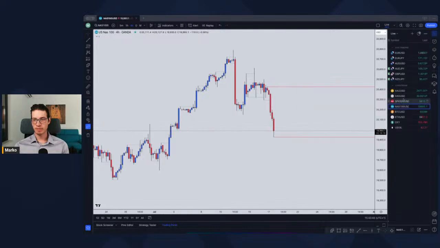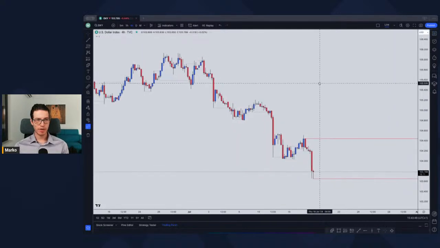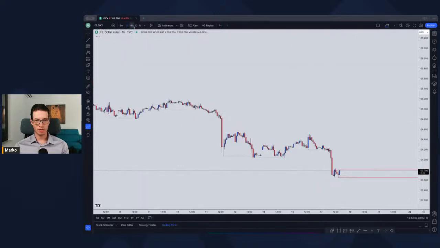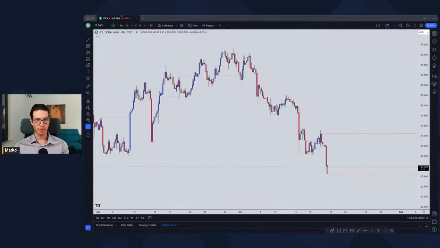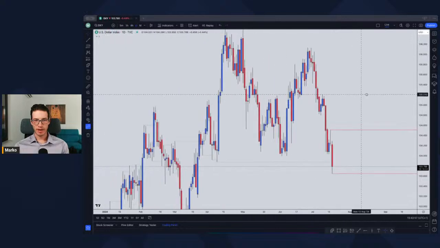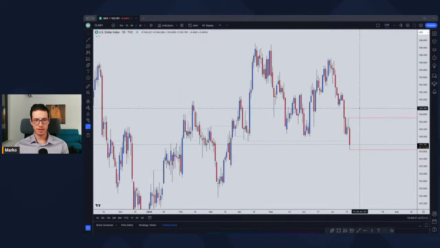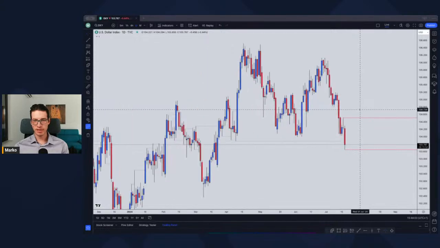So the S&P looks better. S&P looks much better. DXY dollar index, 1 hour is just dropping away. 4 hour dropping as well. The daily, yeah, dropping. So the dollar is losing steam, which can be seen.